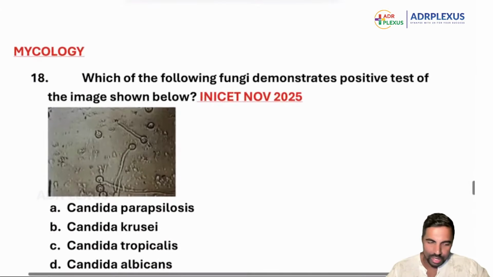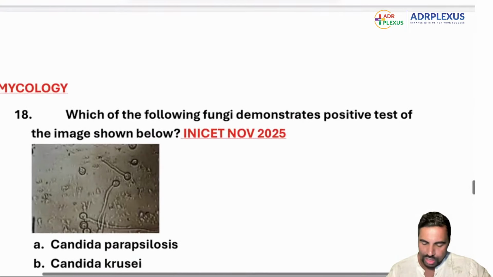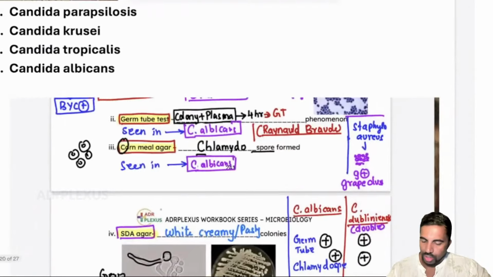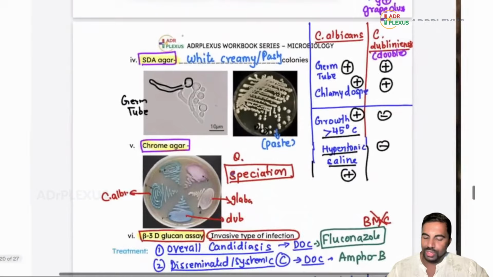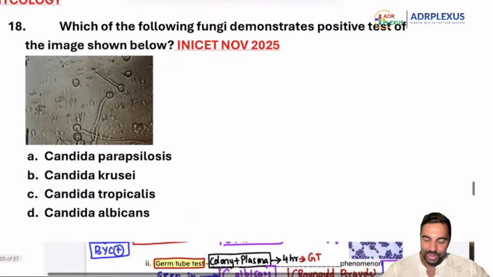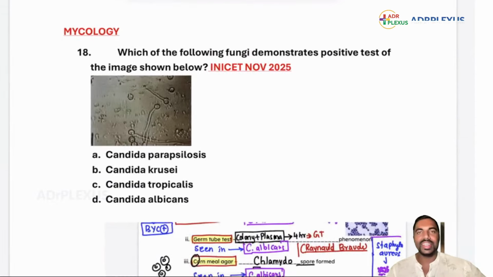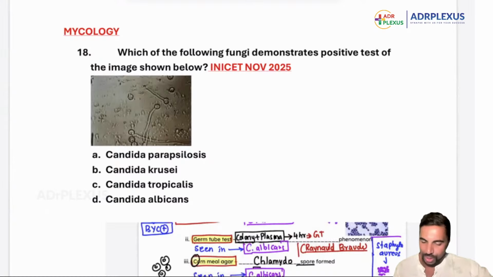Now the last one, the mycology part. Which of the following demonstrates the positive test of the image shown below? We discussed this many times and told that it is the germ tube. Germ tube is positive in only two organisms: Candida albicans and Candida dubliniensis. So what you're seeing is the germ tube.